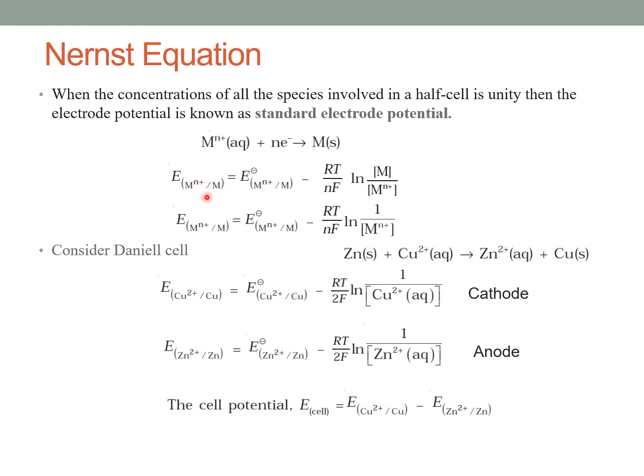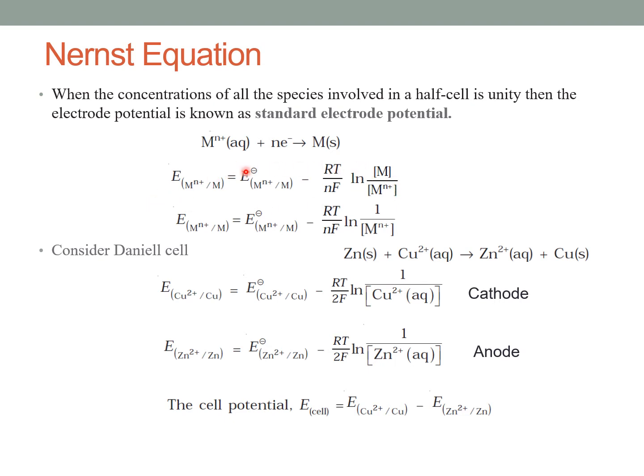If I have M n plus at different concentrations, like a 1 molar solution or a 2 molar solution, then the electrode potential of this particular reaction couple will be E equals E standard, the standard electrode potential at unit concentrations of the species, minus RT by nF times the natural logarithm of the concentration of M by the concentration of M n plus.